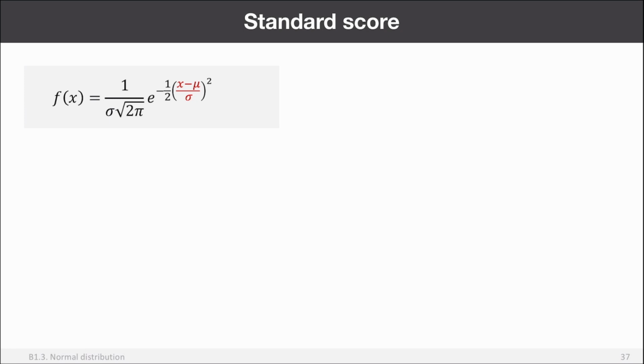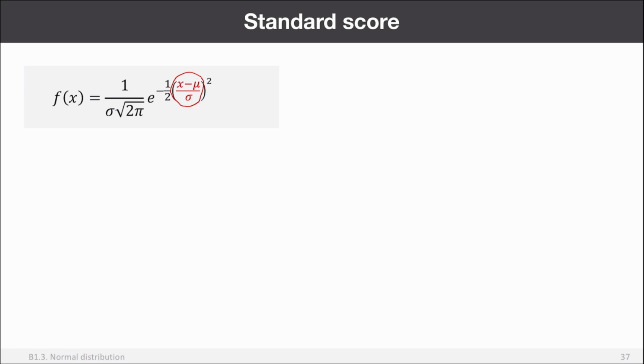Let's look at the formula for density in case of normal distribution once again. And now you can see I rewrote it a little bit. It's the same formula, but now you can see that I put this value (x minus mu) divided by sigma in a parenthesis. I didn't change anything. It's the same expression. Okay.